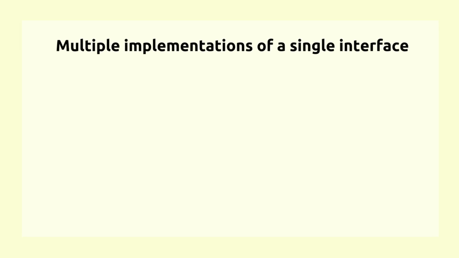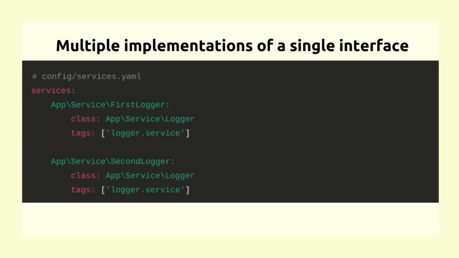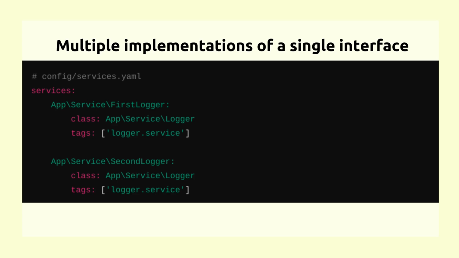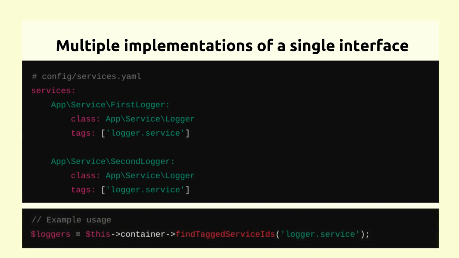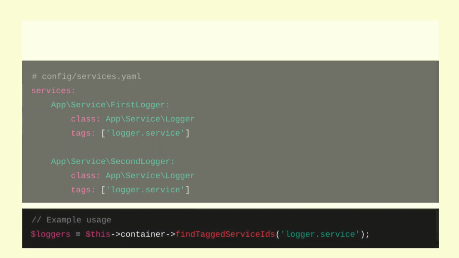Multiple implementations of a single interface. When multiple classes implement the same interface, Symfony cannot automatically determine the correct service to inject. In such cases, you need to explicitly specify which service to use. You can then fetch all services with the logger service tag in your code.